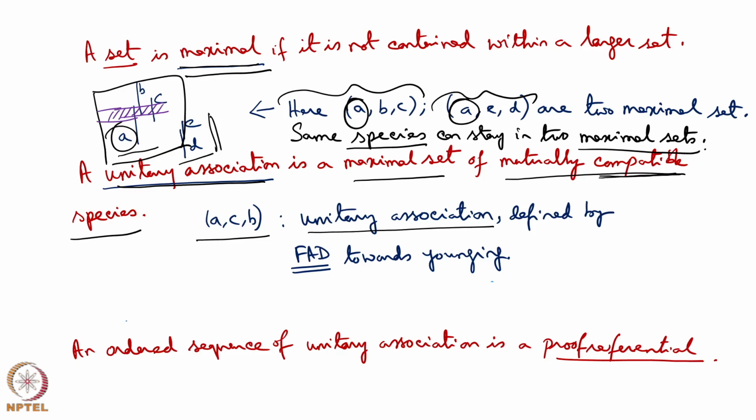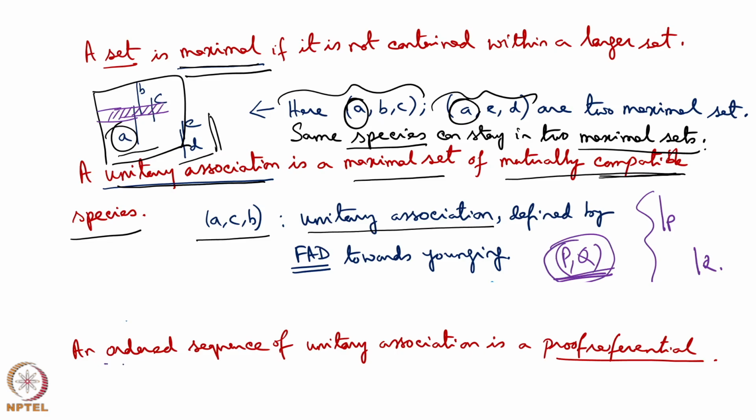Can I give an example of species which define a maximal set but not a unitary association? An example is P and Q. These are the two taxa. Suppose I consider P and Q together making a set, then it is a maximal set. At the same time, they are not compatible. P and Q are not compatible. So, this is not a unitary association.